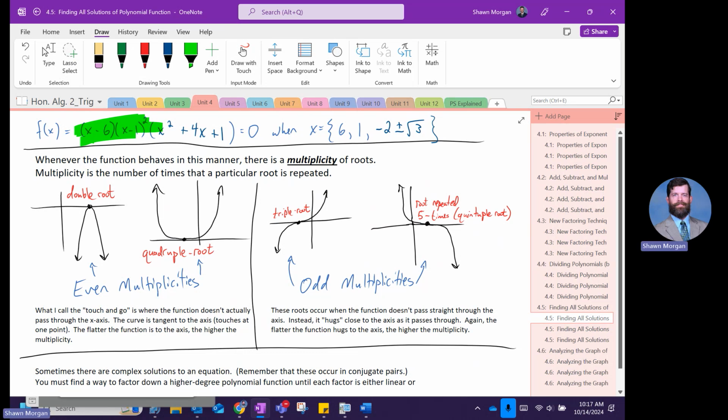The even multiplicities. Okay. If you have a quadruple root, what does quadruple mean? There's 4 of them. So it would be 4 times. If it was a quadruple root, you'd have x minus 1 and x minus 1 and x minus 1 and x minus 1. So you just synthetically divide 4 times. For real.